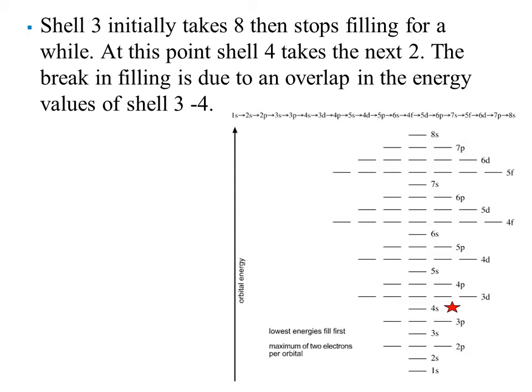So that's what it means when it says the remaining shells will hold 8. But technically, some of them hold more than that. Why? Initially, as we're adding electrons, once we get to 8, it stops filling momentarily in that shell, and the next electrons will go to the next shell. This break in filling is due to an overlap in the energy value of shell 3 and 4.